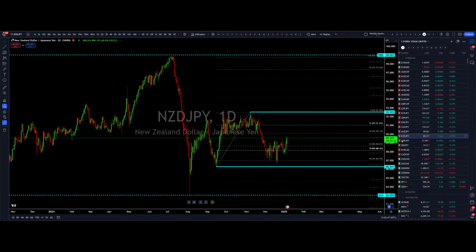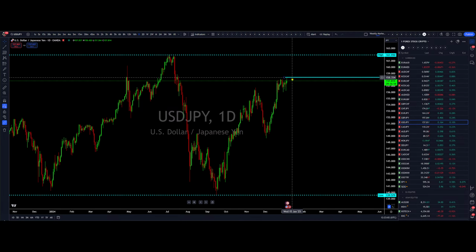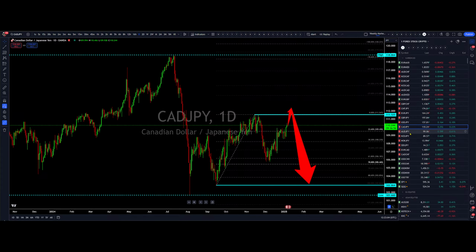The CAD, Aussie, Kiwi, they have to go back up. We're expecting them to rebound over there, and then go down. So dollar yen actually needs to fall first before we're going to see it. All right, so dollar yen to go down.